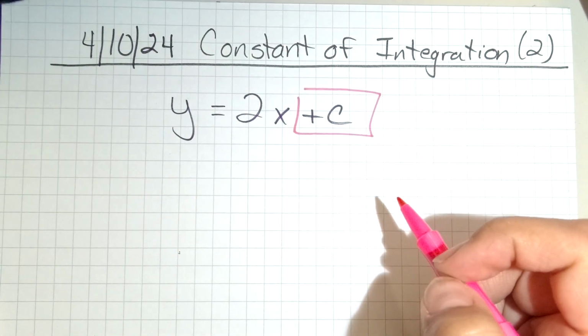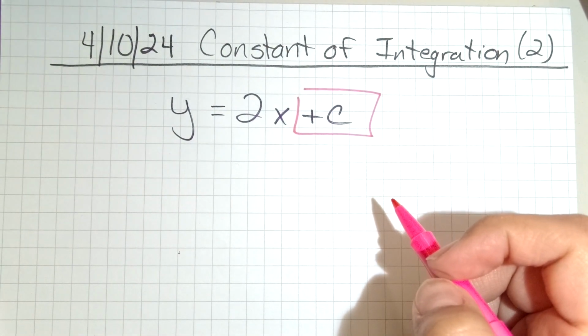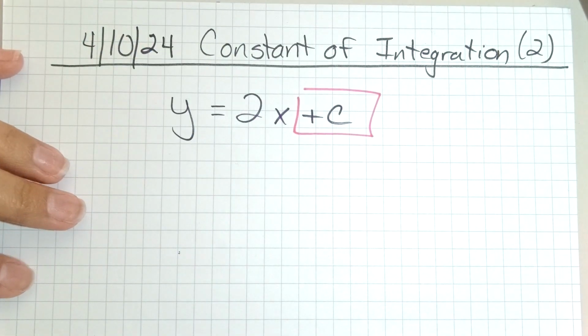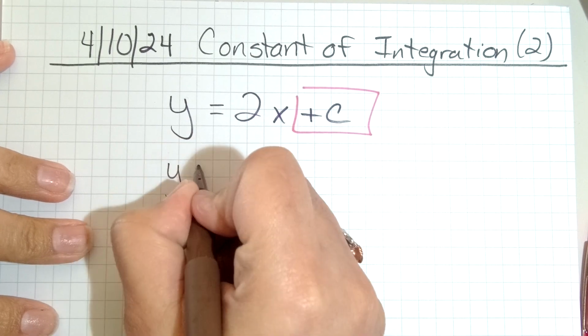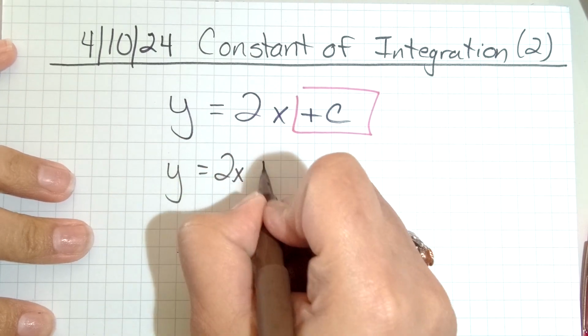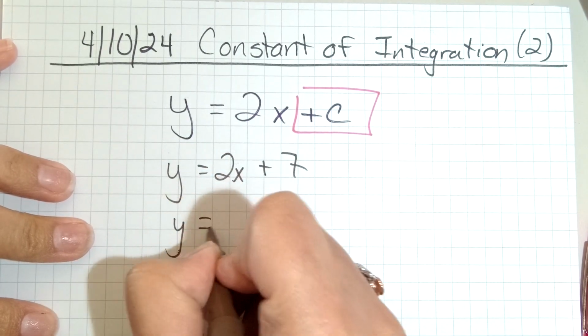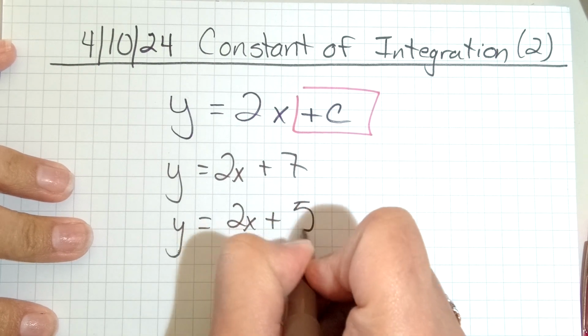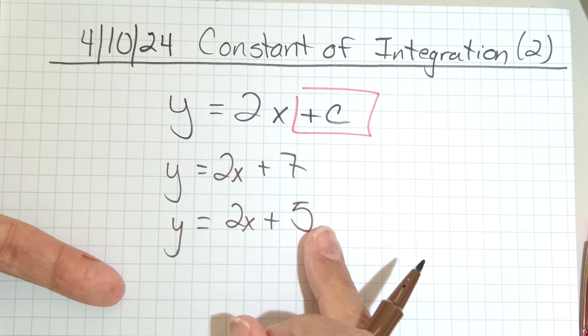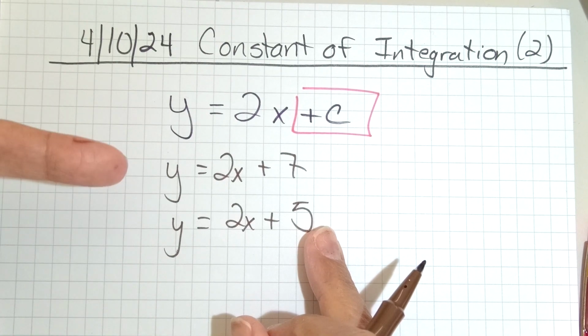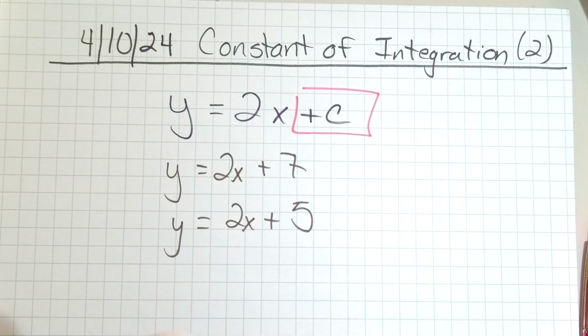It's not going to just be any random number. We're going to have a specific number. So let me have you look at this really quick. If I have y equals 2x plus 7 and y equals 2x plus 15, these are original functions. I know they're original functions because it doesn't have dy dx and there's no prime. So these are functions, or equations.